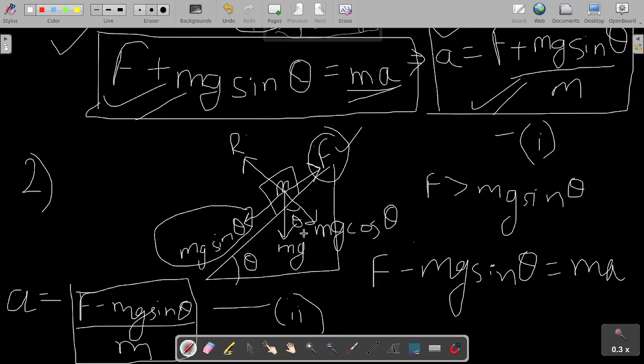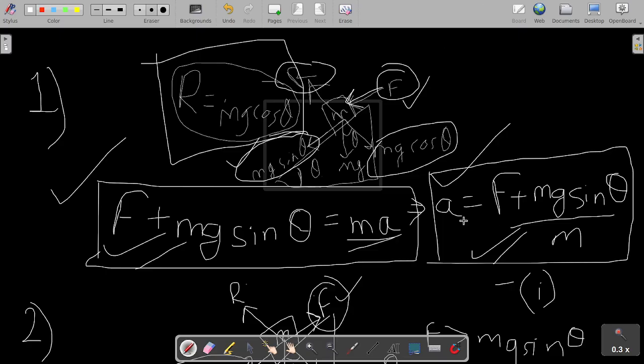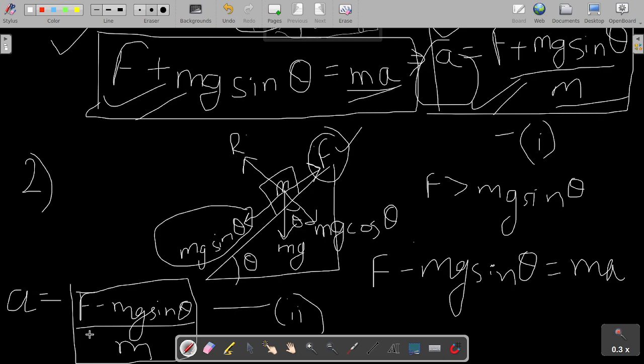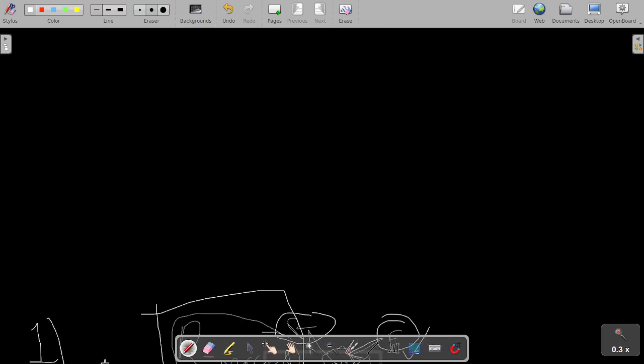So what was the first equation? The first equation was acceleration is equal to F plus mg sin theta, because F and mg sin theta are acting in the same direction to push the body down the slope at an inclination theta. Then we get acceleration equal to F plus mg sin theta by m. In this case we get acceleration as F minus mg sin theta by m, because I'm trying to pull the body upwards. Here F acts in a direction opposite to mg sin theta.